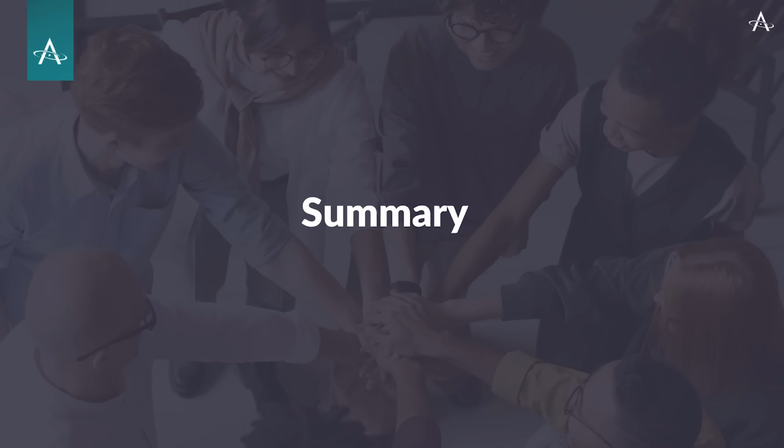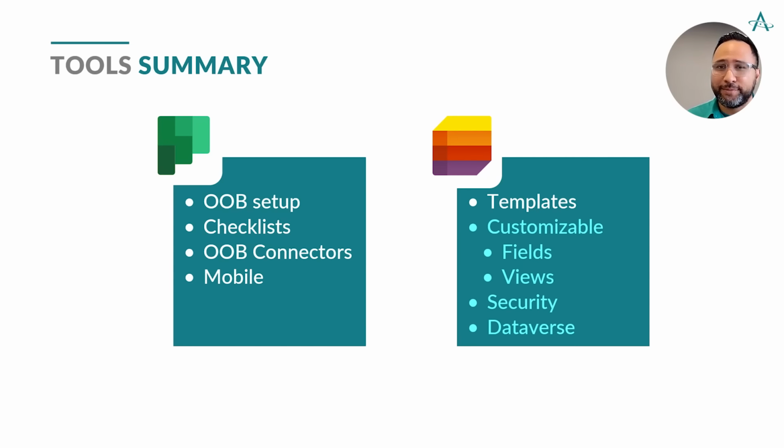All right, let's summarize. So we've seen some advantages of Planner. Its out-of-the-box setup is definitely something to like. You're ready to go right off the bat. Checklists are available. You do have out-of-the-box connectors that will give you notifications. And the mobile app is definitely one reason to choose Planner at the time of this recording. And yet, if you're ready for customization, if you're ready for fields and views, improved security, and that Dataverse capability, consider making the move to lists.